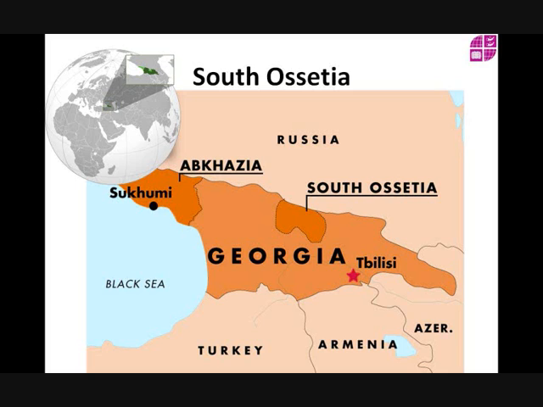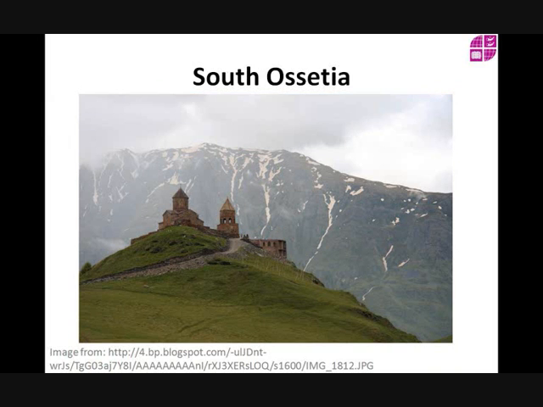But South Ossetia largely wasn't considered part of Georgia. The people are not Georgians. And when Georgia got independence from the USSR, South Ossetia broke away at pretty well the same time. So South Ossetia started governing itself. And this is what it looks like.